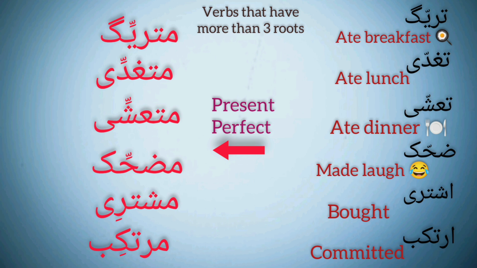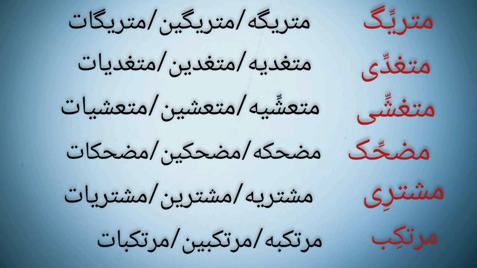And the last one is ارتكب. And it must turn into مرتكب. And now we can conjugate these verbs for anybody. In the previous part, we conjugated verbs just for مفرد مذكر, singular masculine. But now we're going to conjugate them for مفرد مؤنث, جمع مذكر, and جمع مؤنث. As you see, the first one is متريك, and for مفرد مؤنث, it must be متريكة.